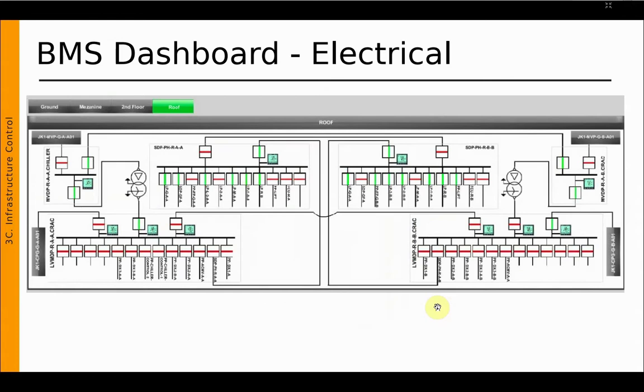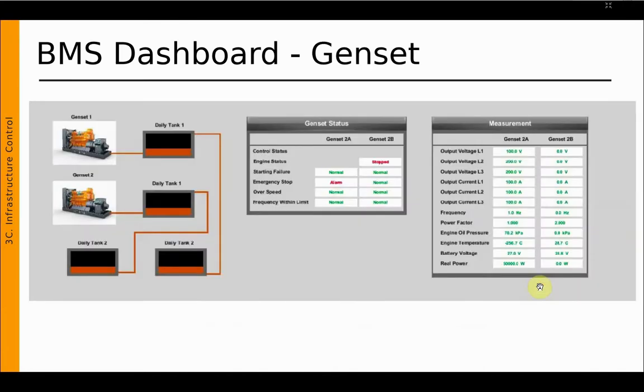This is an example of a dashboard, or BMS dashboard, for electrical monitoring. The red one indicates that the electrical network is not connected to another, and the green one indicates that the network is connected to another network.